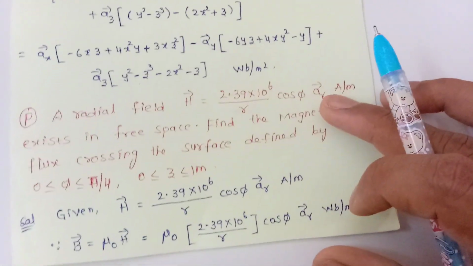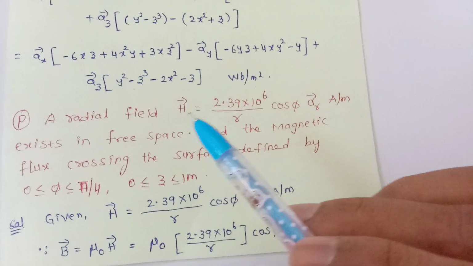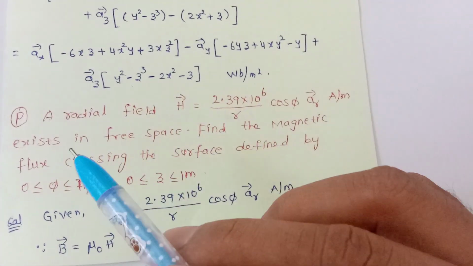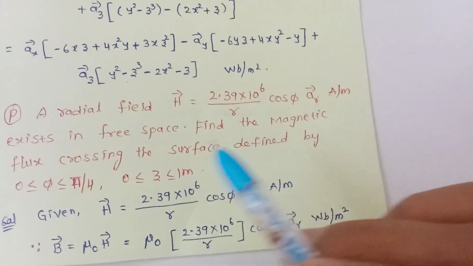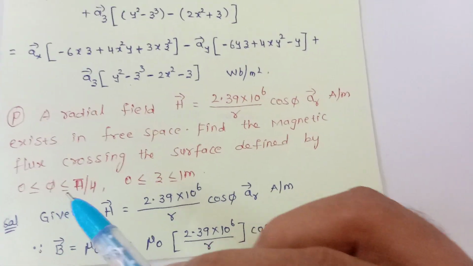Is it clear? Now this is a very important problem. This is the previous question problem. A radial field H bar is equal to, they have given, amperes per meter, exists in free space. Find the magnetic flux. They said to determine the magnetic flux crossing the surface defined by phi and z.